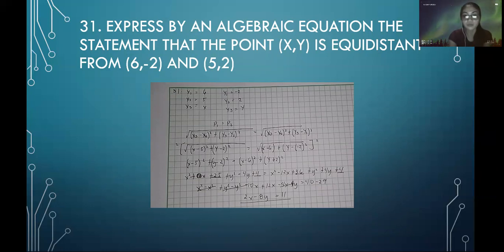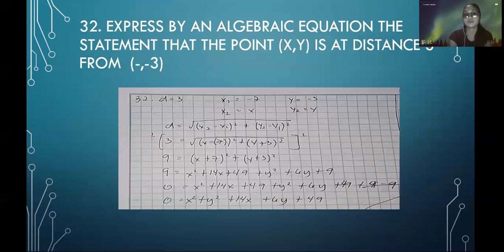Negative 10x plus 12x is equal to 2x, then negative 4y minus 4y is equal to negative 8y. So it will become 2x minus 8y, and the value of 36 minus 29 is 7. So the equidistant from 6 and negative 2, and 5 and 2 is 2x minus 8y is equal to 11. So here is the final answer.